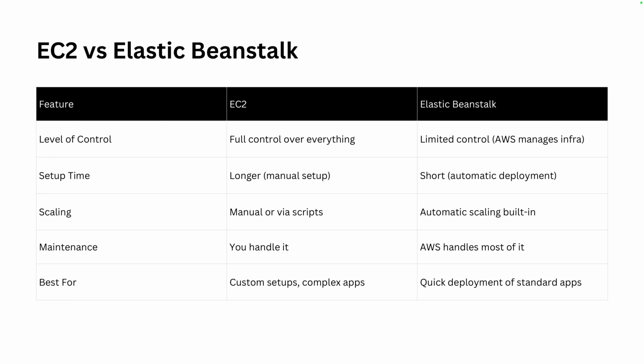Now for scaling you have to do it manually, but Beanstalk can be automatically scaled depending on what feature you want to avail. Now maintenance, you have to do everything on EC2, but for Beanstalk AWS handles most of it. So EC2 is best for custom setups, complex applications and basically a full grown real world application, but Beanstalk is just for quick deployment of standard apps or maybe proof of concepts.